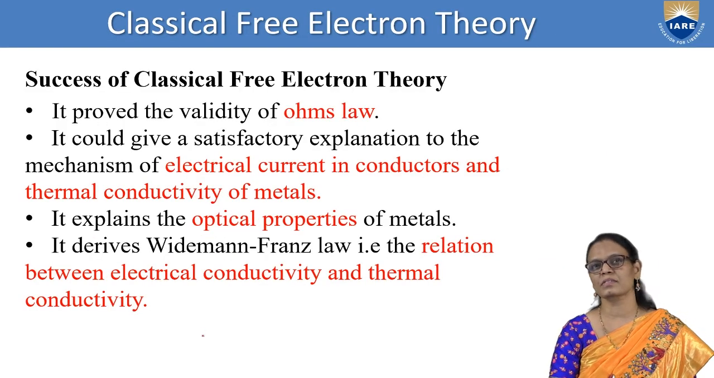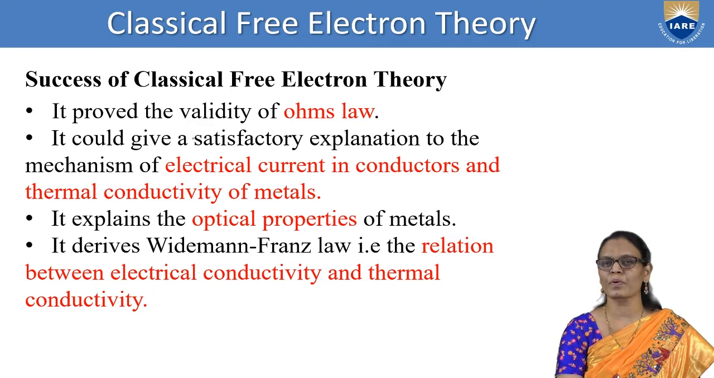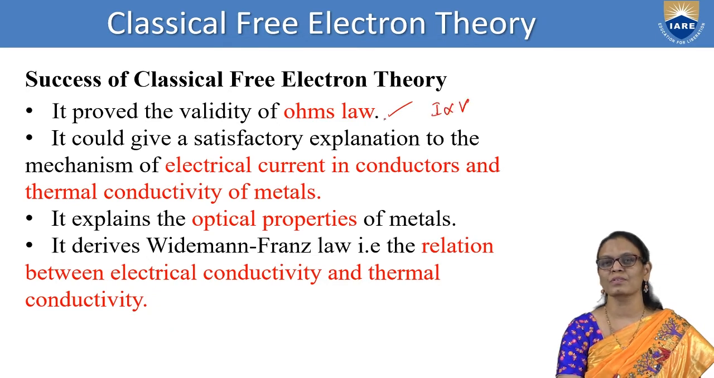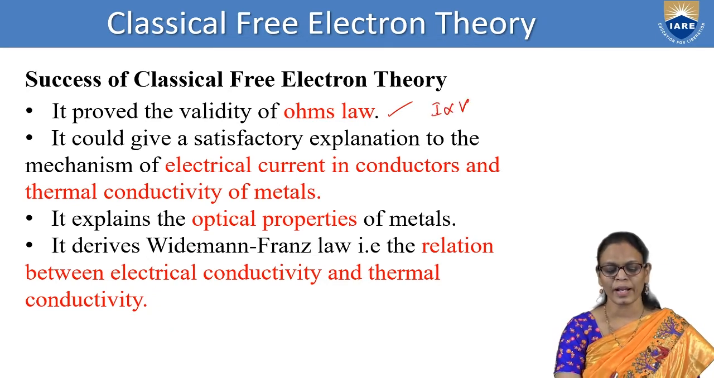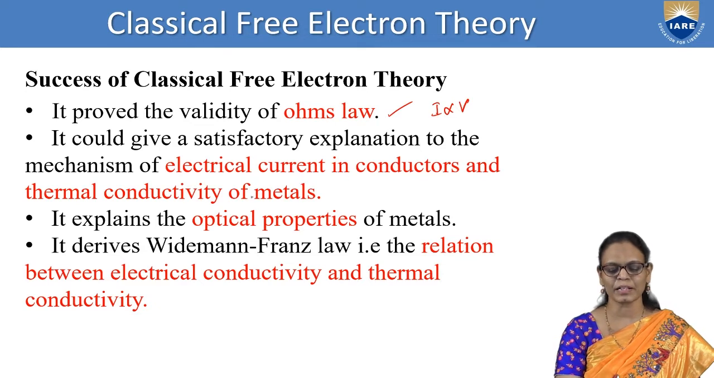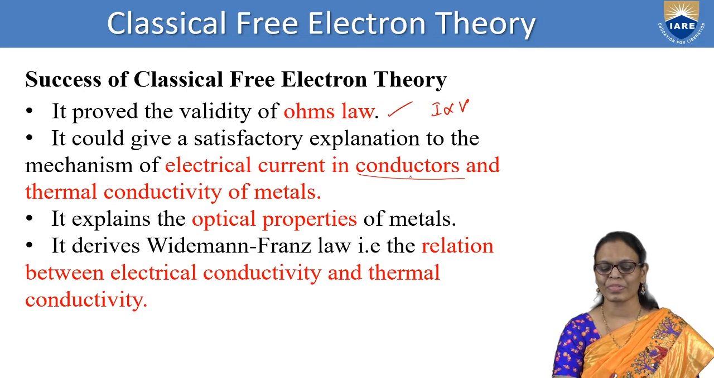So, what are the successes of classical free electron theory? Where did it become successful? It proved the validity of Ohm's law. That is what we have seen now: I is proportional to V. So, it proved the validity. It could give a satisfactory explanation of the mechanism of electric current in conductors and thermal conductivity in metals. When we talk about conductors, we mean materials which can conduct current very easily. So how is the current flowing in conductors? That could be well explained with the help of free electron theory.